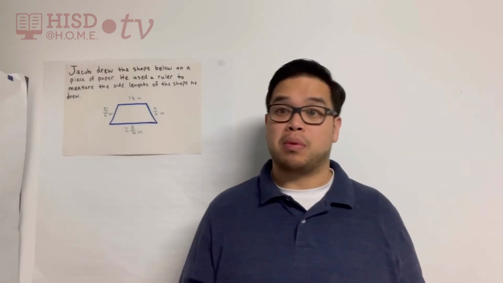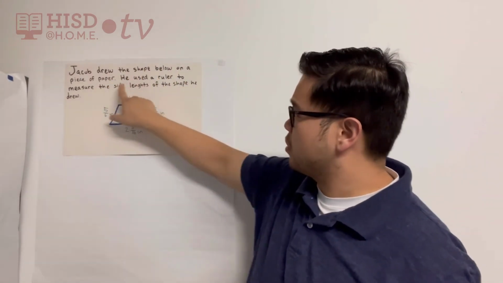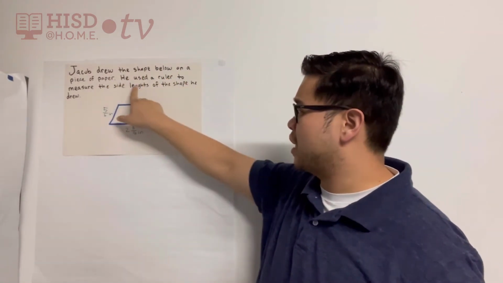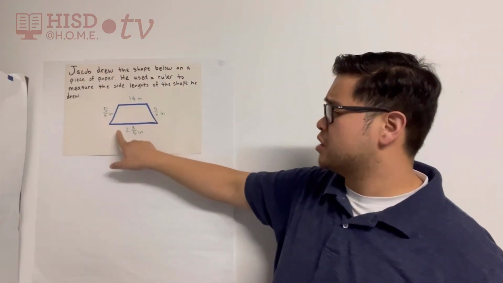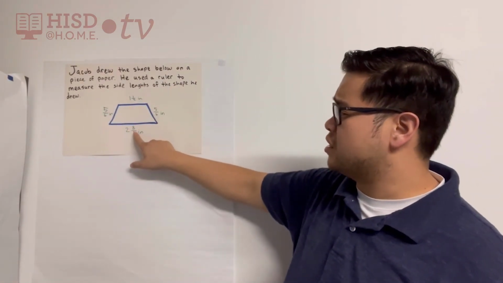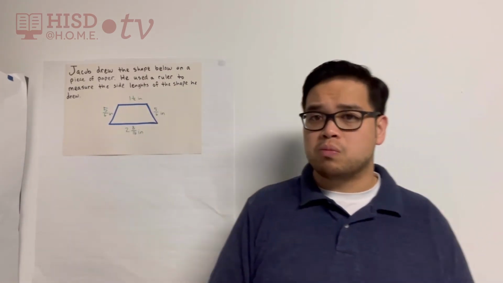Look at another problem. Jacob drew the shape below on a piece of paper. He used a ruler to measure the side length of the shape he drew. So he has 5/6 inches, 2 and 8/16 inches, 5/6 inches, and 1.5 inches. So, step 1.